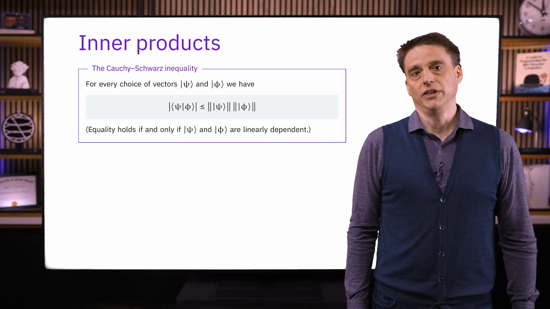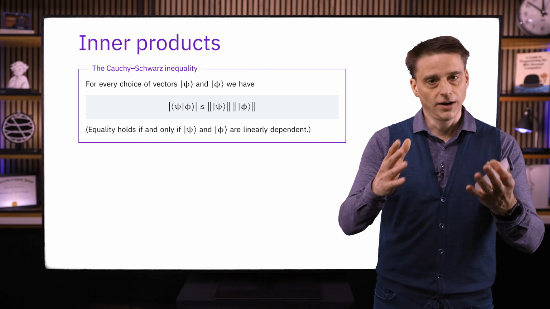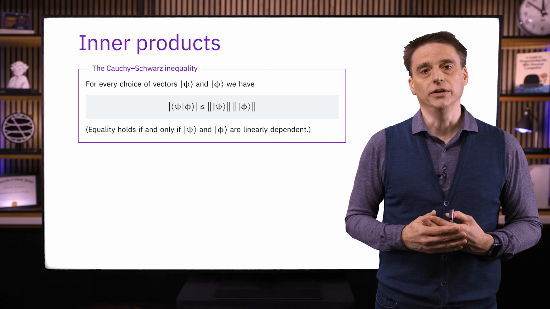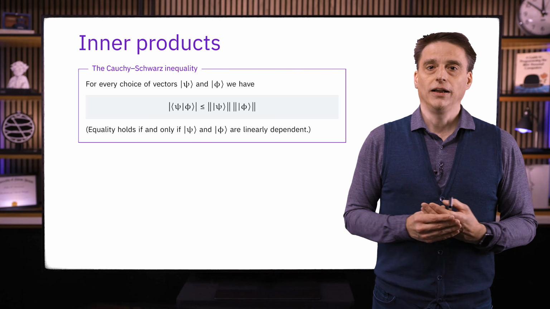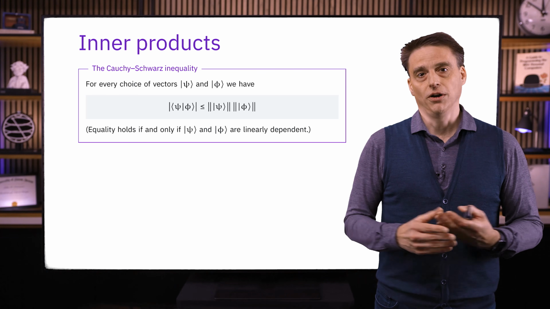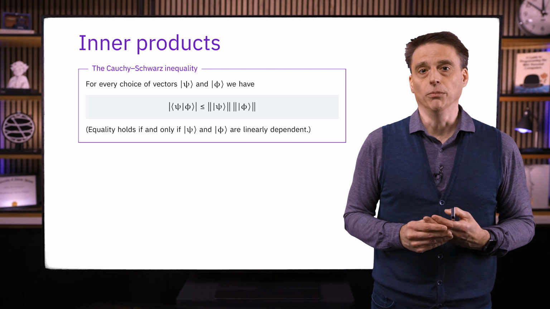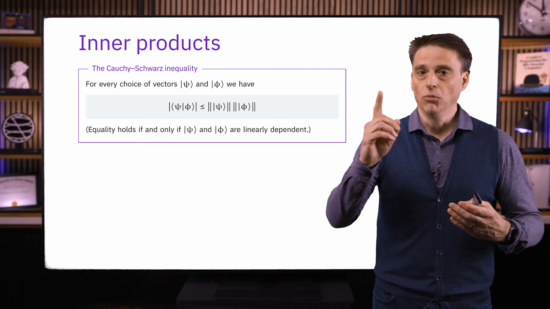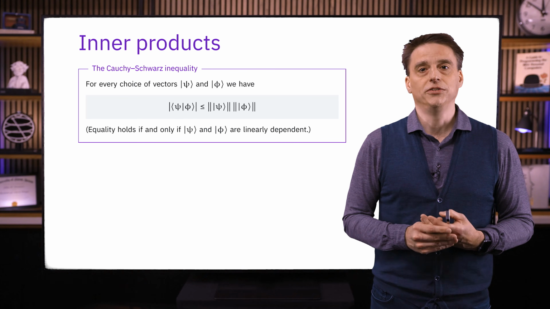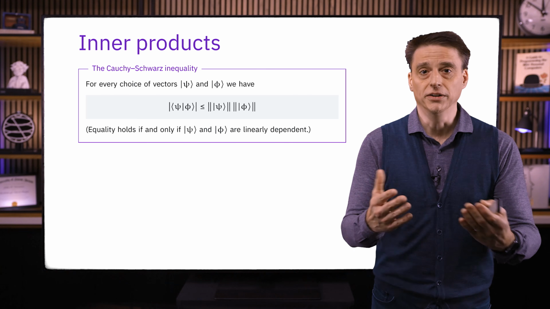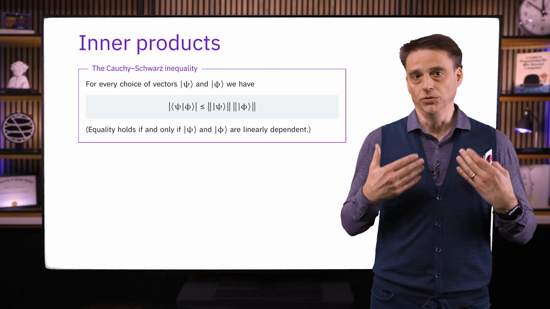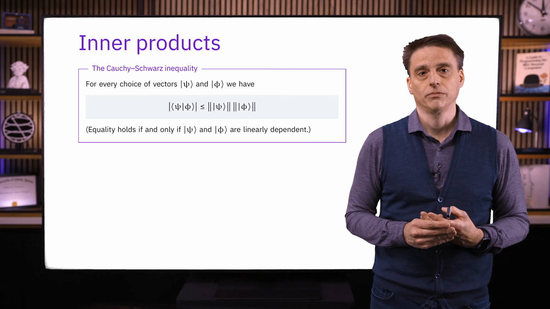And the last property of the inner product that I want to mention is the incredibly useful Cauchy-Schwarz inequality. For any two vectors, psi and phi, the absolute value of the inner product can never be larger than the product of the Euclidean norms of the two vectors. And moreover, the only way that the two sides of the inequality can be equal is if the two vectors are linearly dependent, which means that one of them is equal to some scalar times the other.